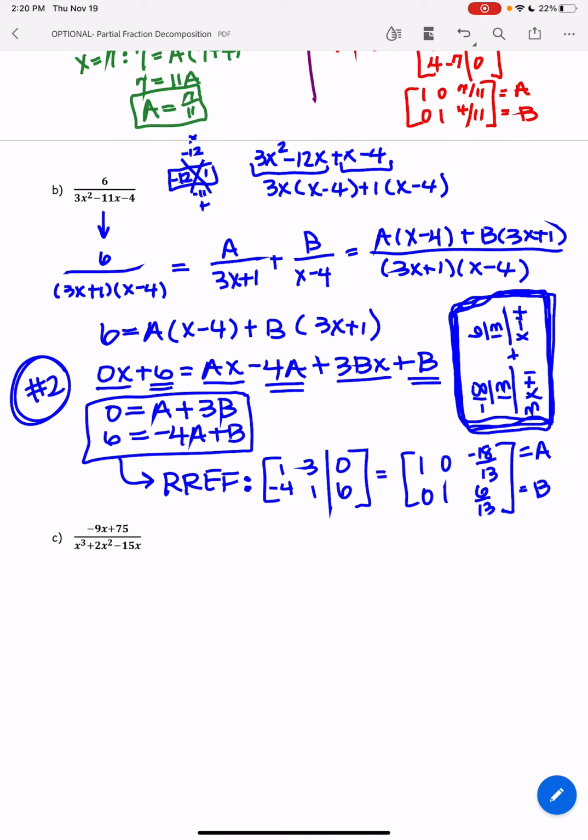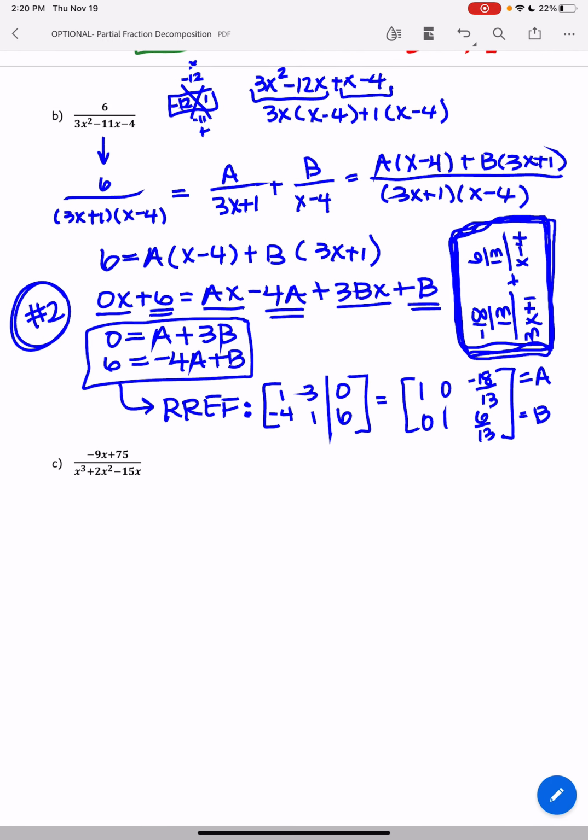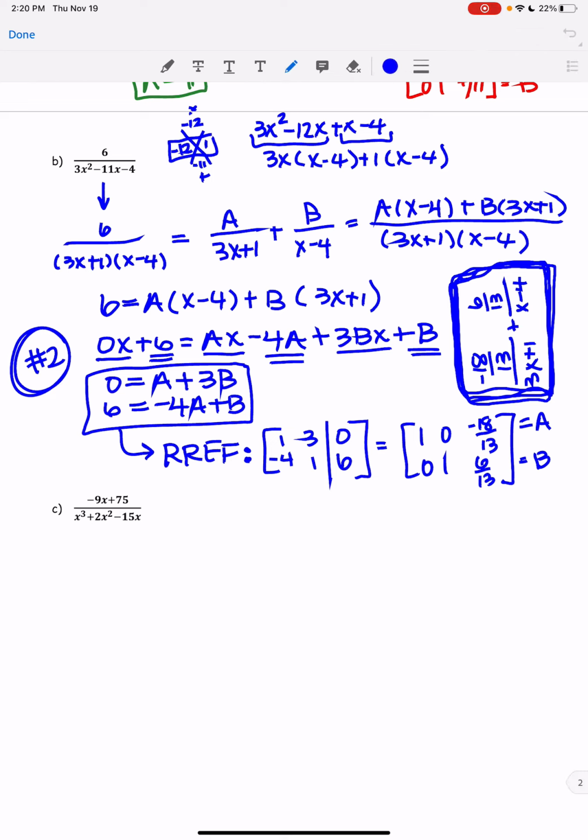Okay. I'm going to try and write this one as small as possible, but I don't know if it's possible.